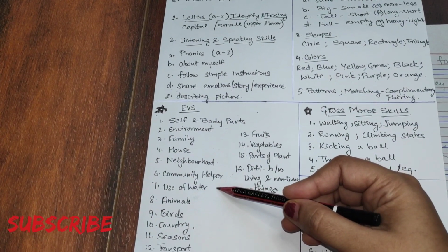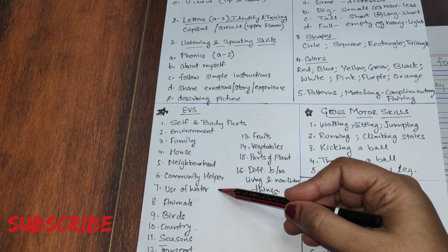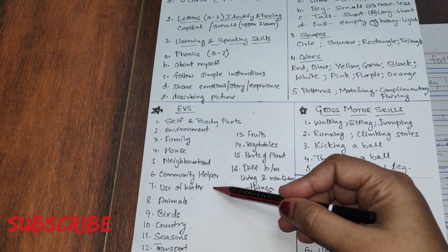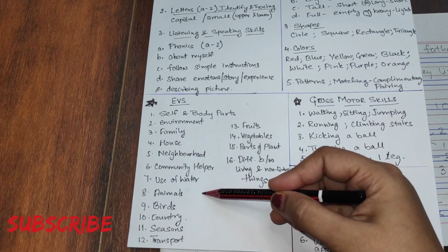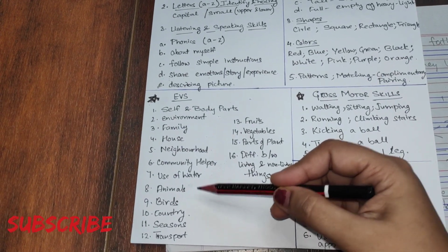Next is uses of water. In our day-to-day life, what all things do we do where we use water. Next is animals, the different kinds of animals, farm animals, wild animals, like that.